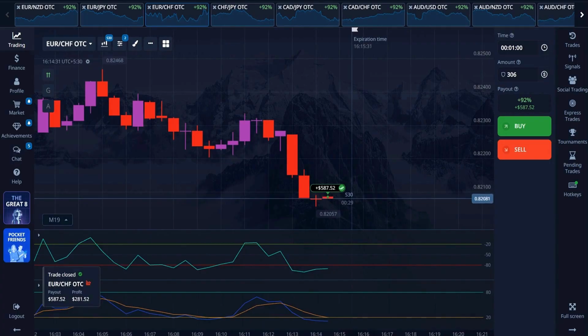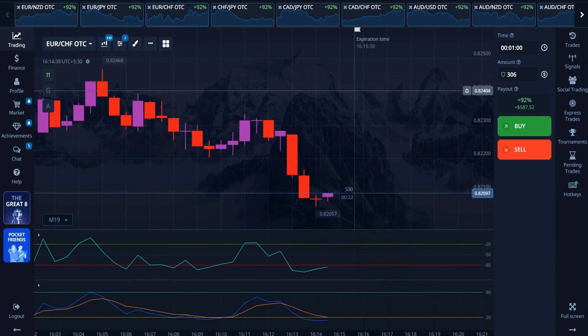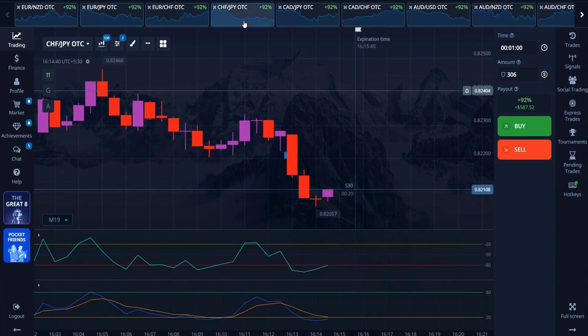And there we go, a successful trade just as expected. Our indicators gave a strong signal, we followed it with discipline, and the result speaks for itself.